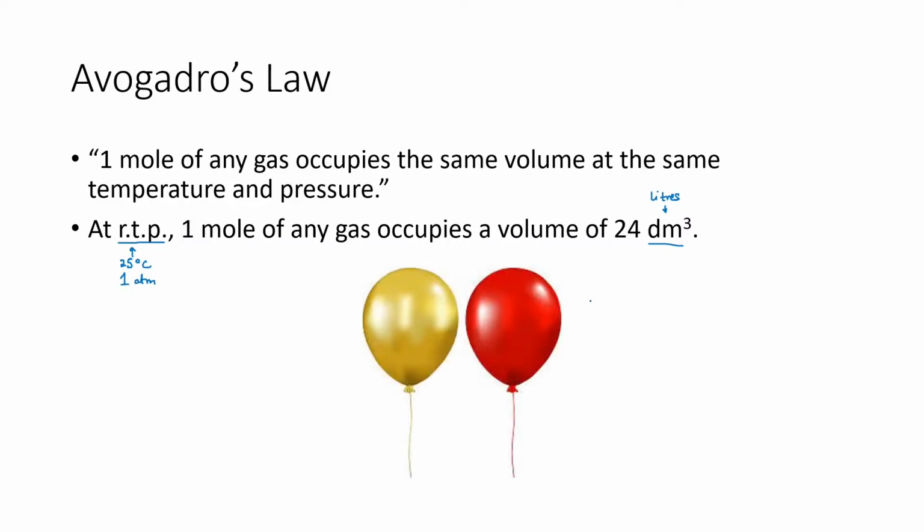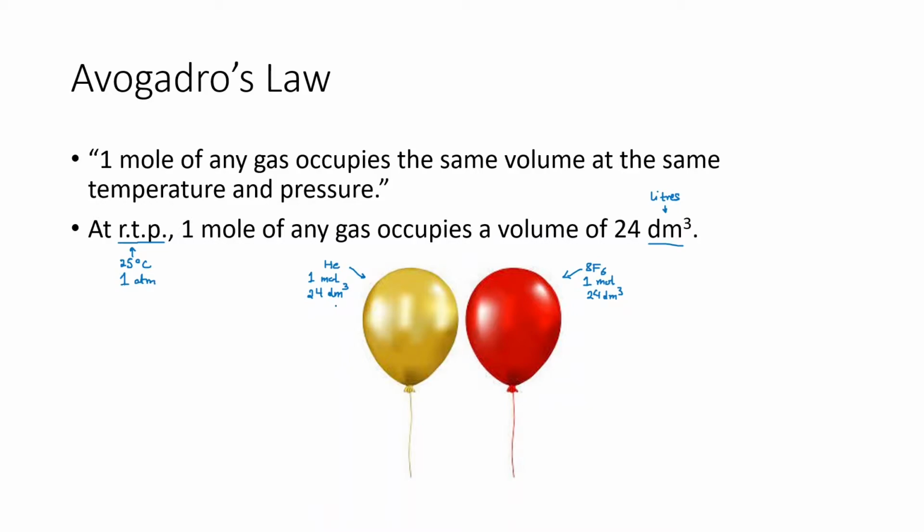So for example, let's say I have 2 balloons. One balloon is full of helium, while the other balloon is full of sulfur hexafluoride, which is SF6. At the same conditions, let's say RTP, 1 mole of helium would occupy 24 cubic decimeters or 24 liters, and 1 mole of sulfur hexafluoride under the same conditions would also occupy 24 cubic decimeters.